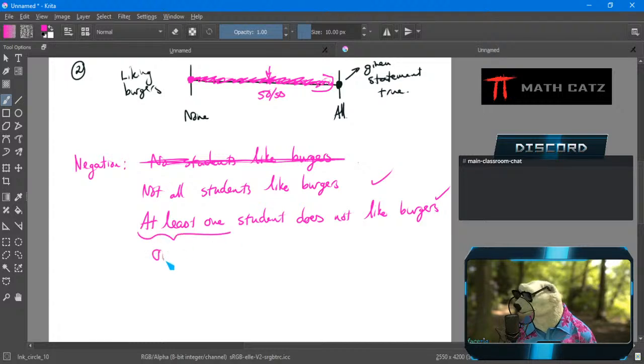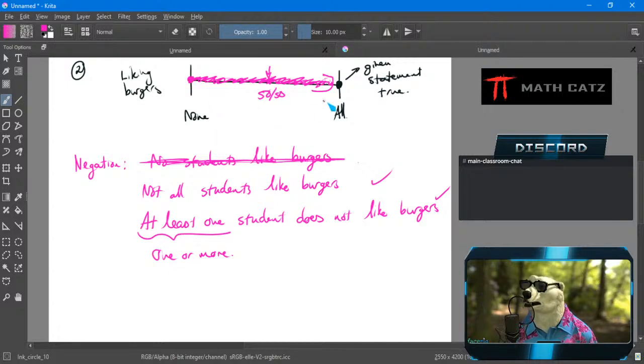You can, of course, say one or more. There's no stopping in the more aspect. It could go all the way to everyone, but on the not liking burgers side. It could go all the way to absolutely no one liking burgers.